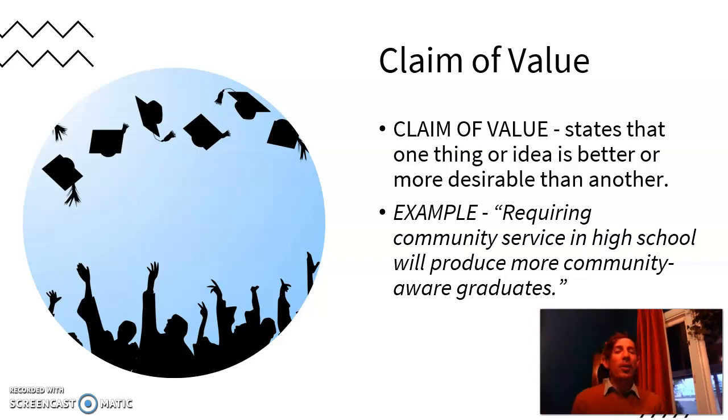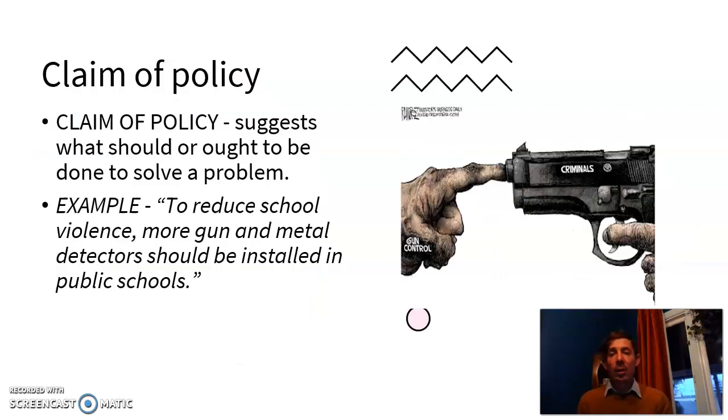The example here: requiring community service in high school will produce more community-aware graduates. So this person is saying that requiring more community service is better or more desirable than what's happening right now, or requiring less community service in high school. So that's a claim of value.